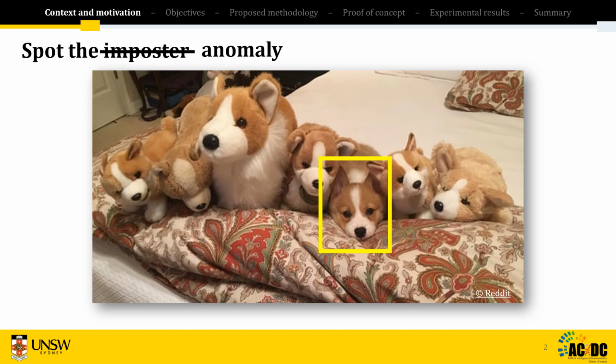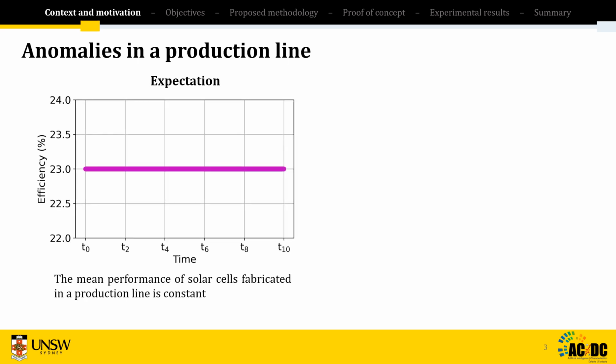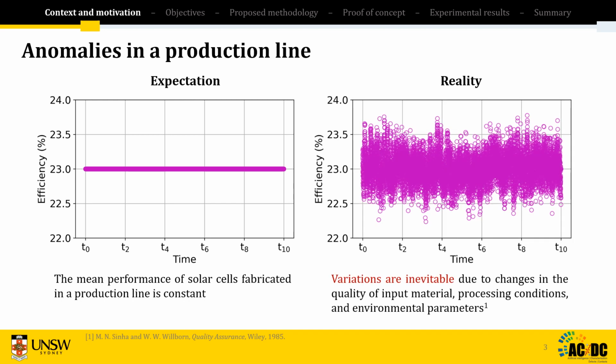Now, anomalies exist everywhere, even in solar cell production lines. Our expectation is that the mean performance of solar cells fabricated in a production line is constant. However, in reality, variations are inevitable, and this can be due to changes in the quality of input material, processing conditions, and environmental parameters.